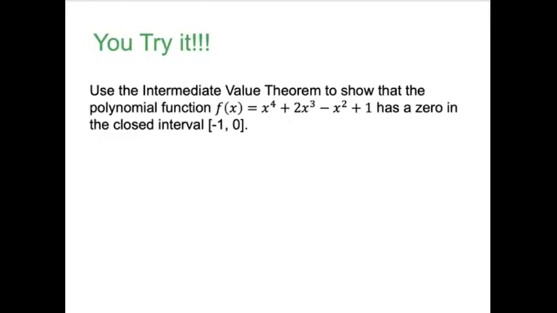Now it's time for you to get some practice using the intermediate value theorem. For this, you try it. You're asked to use the intermediate value theorem to show that the polynomial f of x equals x to the fourth plus 2x cubed minus x squared plus 1 has a 0 in the closed interval from -1 to 0. So please pause the video and see if you can formulate a proof. Remember that you want to put the proof in your own words. When you're ready, you can unpause the video and compare your proof to mine.